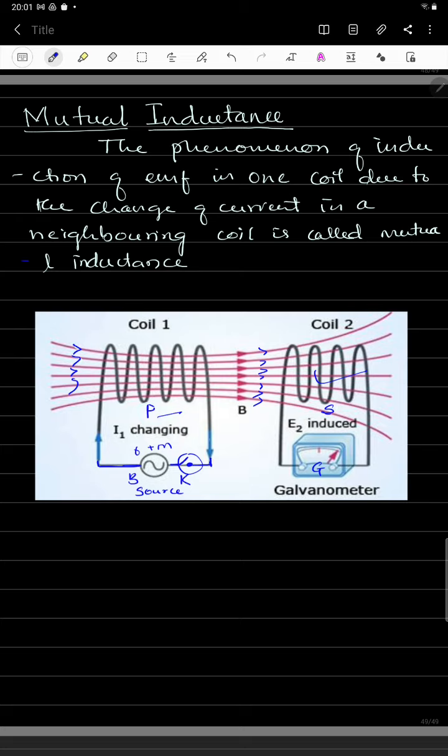This current produces a magnetic field which is linked with the primary as well as the secondary coil, as shown in the red lines. As the current in the primary coil increases, the magnetic flux linked with the secondary coil also increases. Therefore, the EMF induced in the secondary coil opposes the growth of the current in the primary coil.